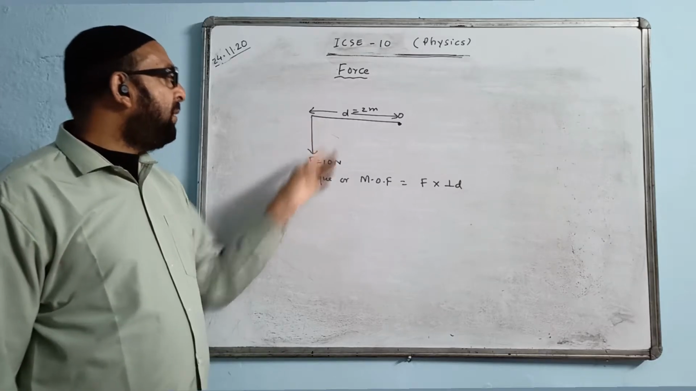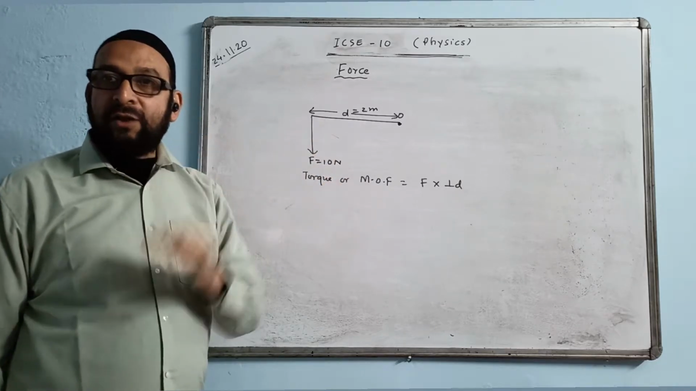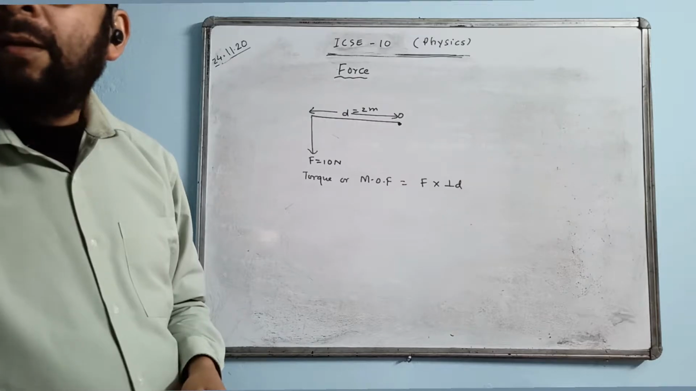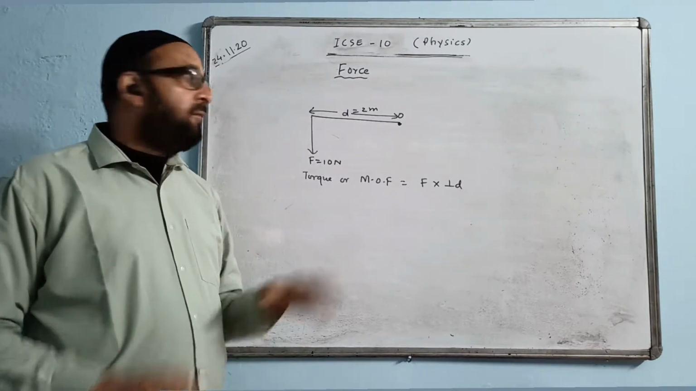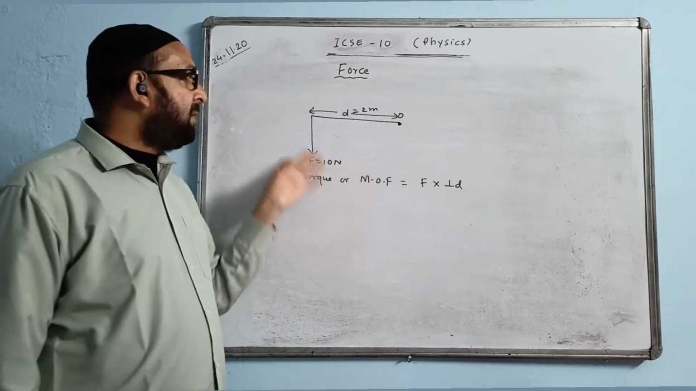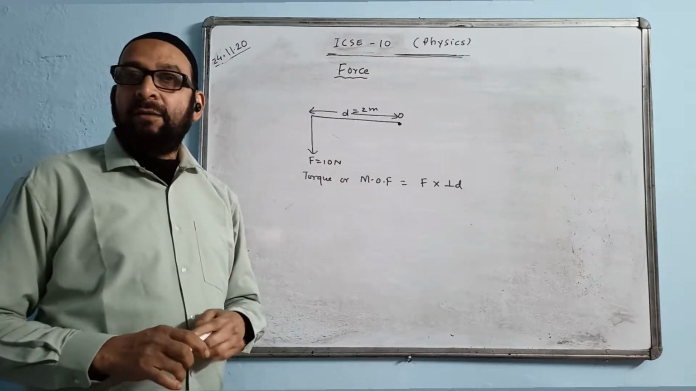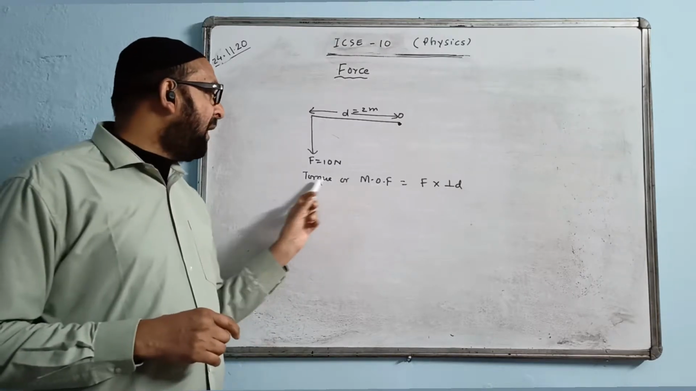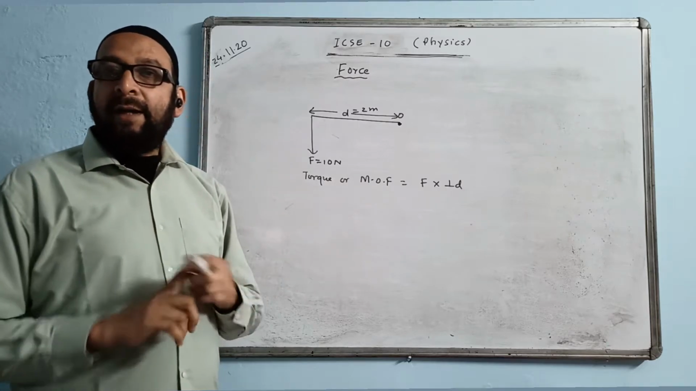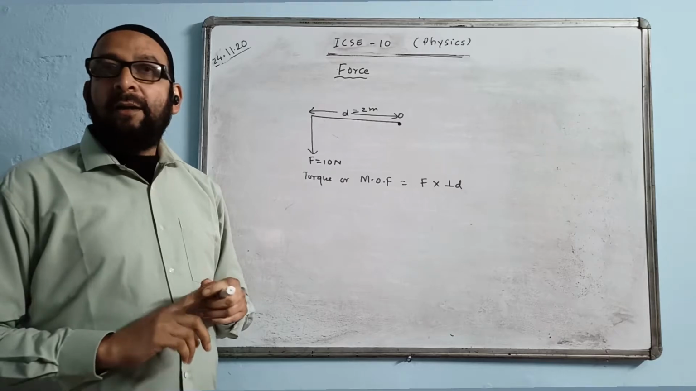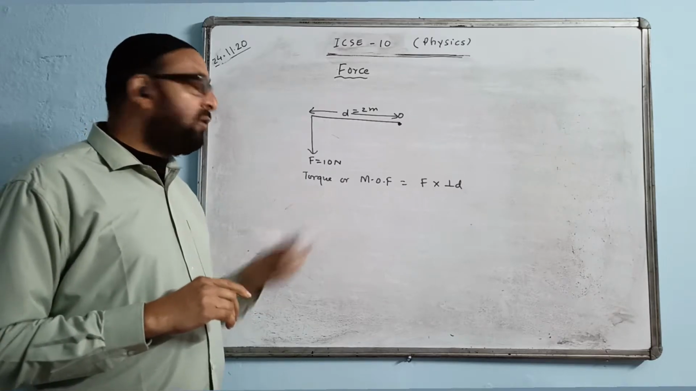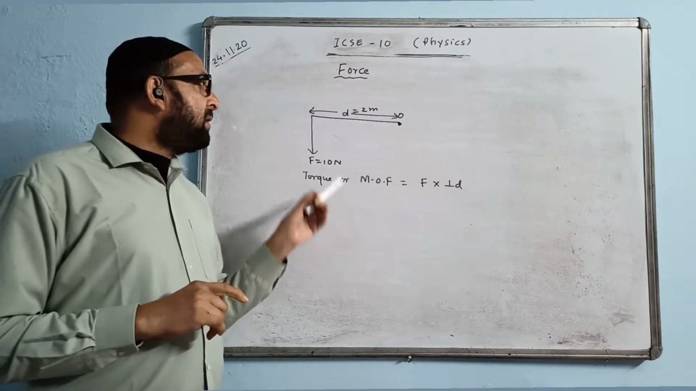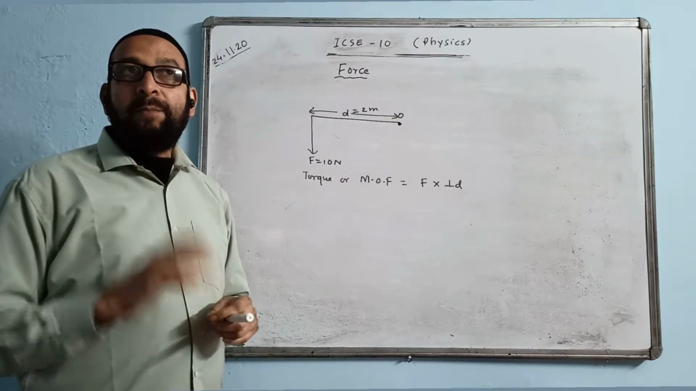Then I told you that moment of force is a vector quantity, it has direction. We are just recapitulating last time's lesson. When a body turns in anti-clockwise direction, the sign of the moment of force, the sign of the torque, will be positive. Anti-clockwise will have a positive sign, and clockwise moment or clockwise torque will have a negative sign.